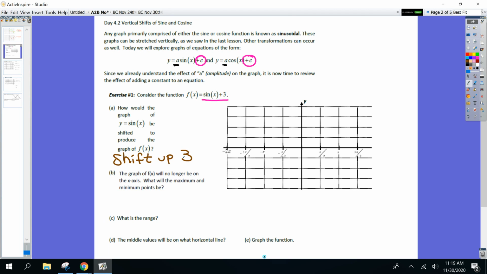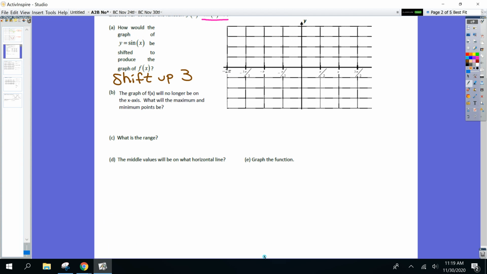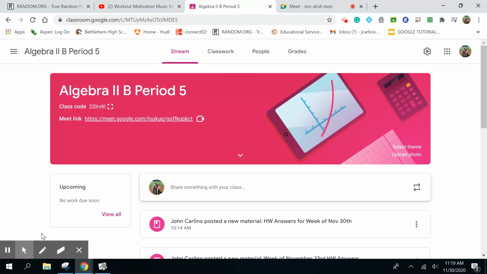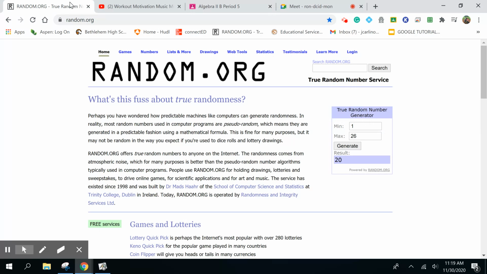Before we graph it, I don't want to graph it yet. I want to see if we can answer these questions. What's going to be the new max and min then? What's going to be the new max and min if I bring every point up 3 units? Up 3. All right, here's where you guys are going to take over for me. Every point's going to go up 3 now. So what's my new max and my new min?